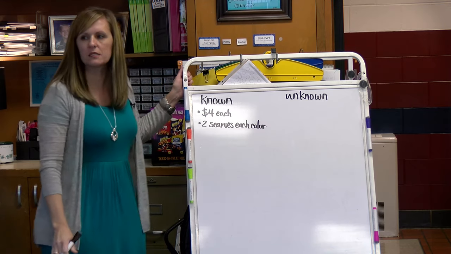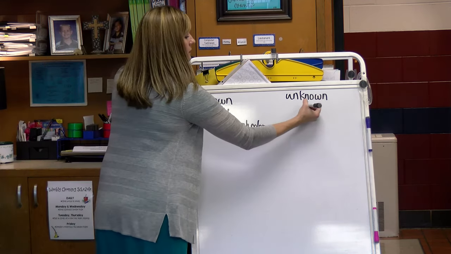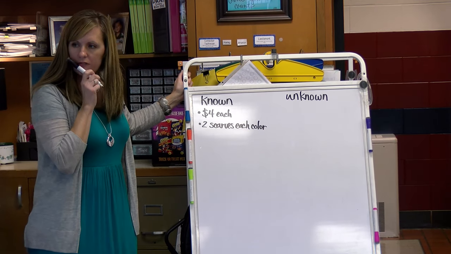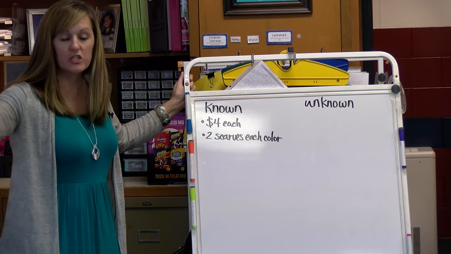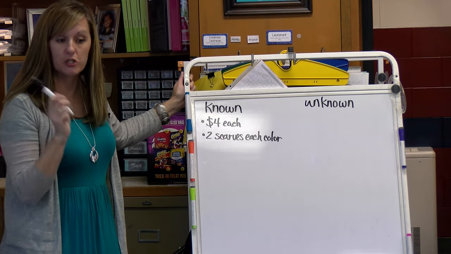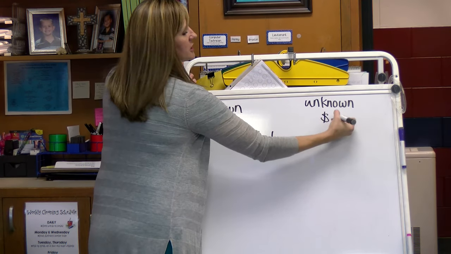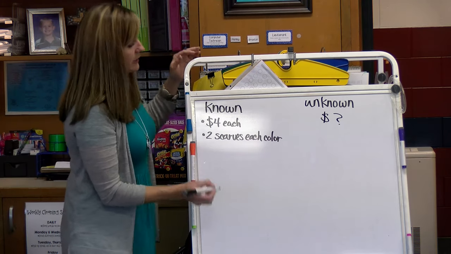What's our unknown piece of information, please, Bella? The total. The total of what? Scarves. Is it asking us how many scarves? How much money did she spend? How much does she spend? And if it's talking about how much you spend, it's talking about money, isn't it? So how much money did she spend altogether? We're not sure. So here's what I would do.